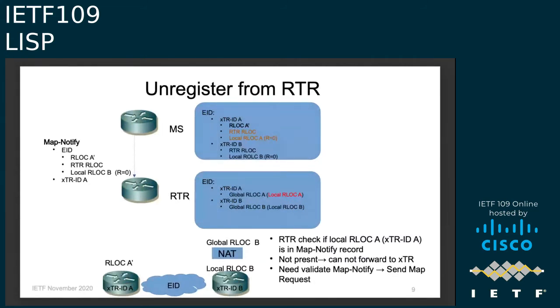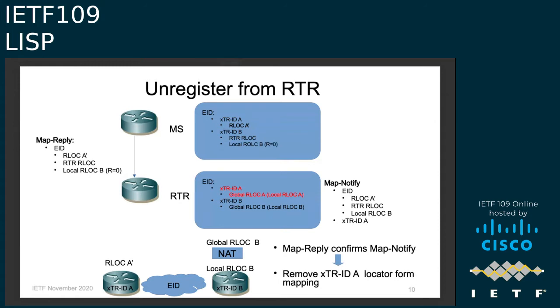So in the example that we were explaining, the RTR checks if local RLOC A, the one in red in the slide, is present in the map notify record. If the RLOC was present, the RTR would forward the map notify encapsulated in a data packet to the XTR A. But as it is not the case, this means that the XTR ID A is no longer associated with the RTR. We need to validate the map notify information, so we store it and send a map request. Next slide.